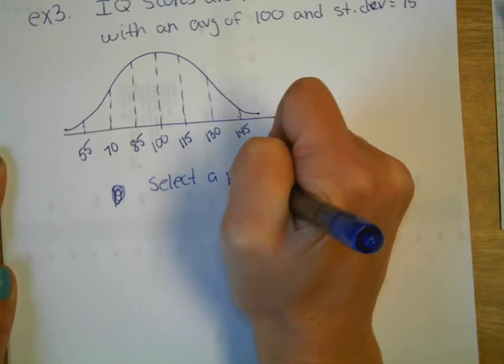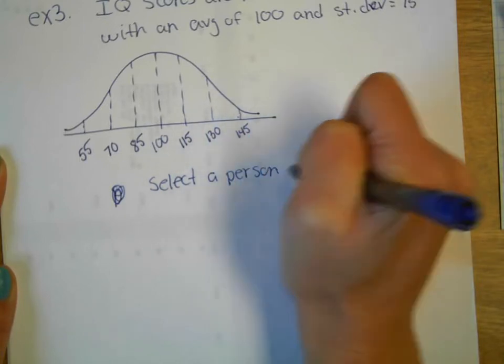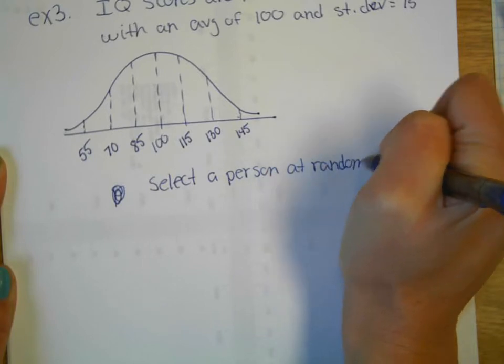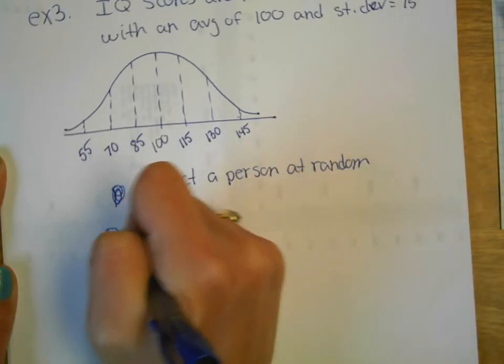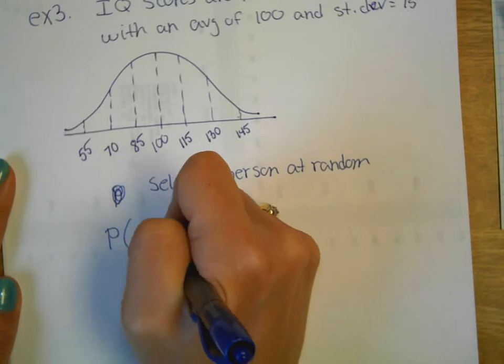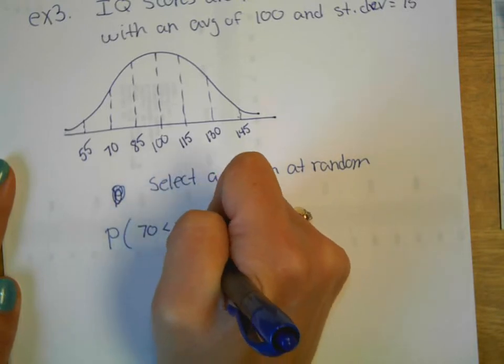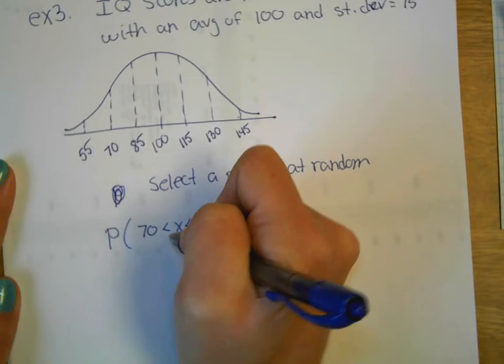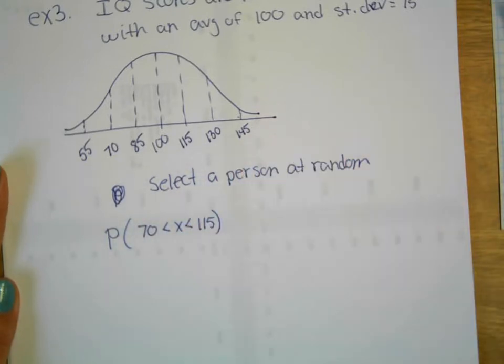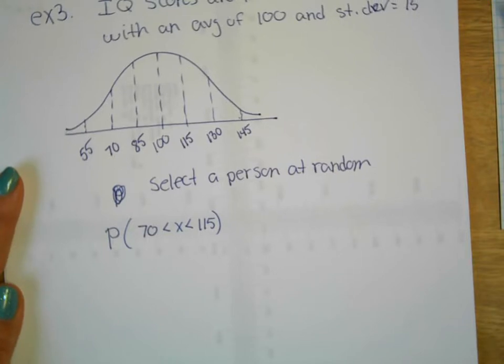Select a person at random. Let's use Austin as an example. I'm ready to be a guinea pig. What is the probability that your person has an IQ score between 70 and 115? Slaughtered the word random. How do you slaughter the word random? My pencil was moving faster than my brain.